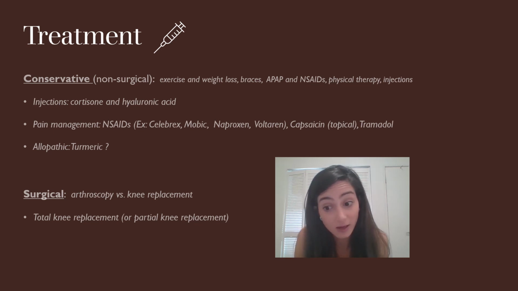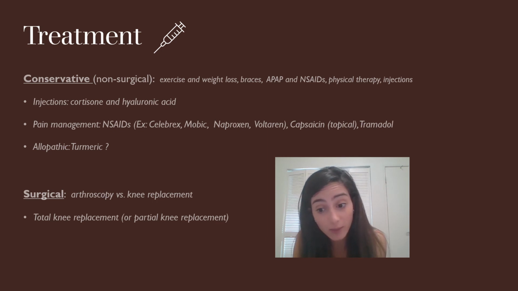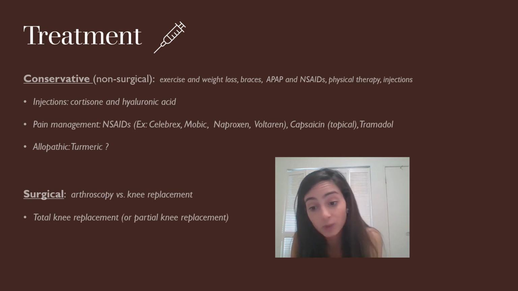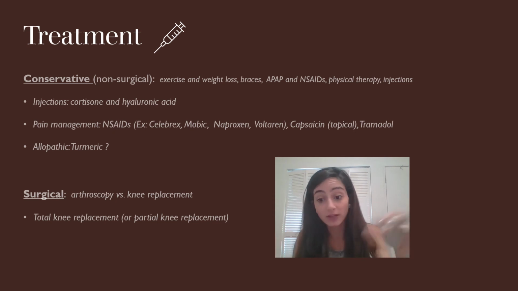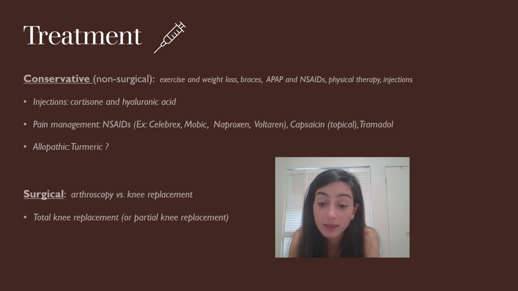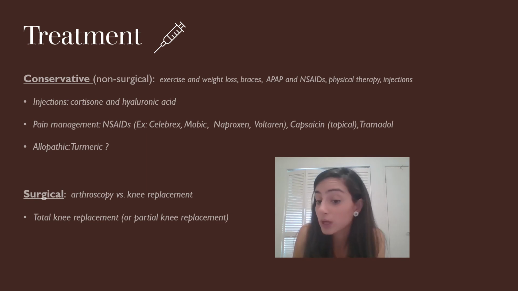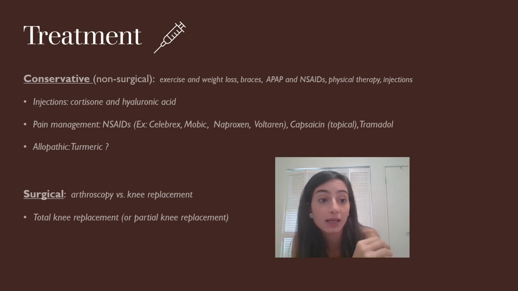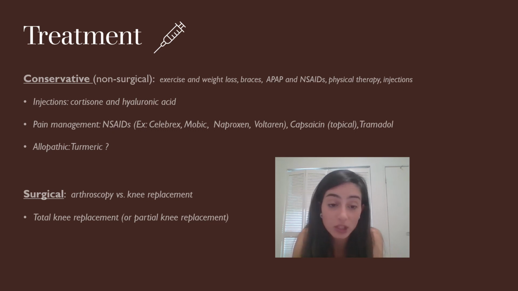So braces are another option. What we prescribe are medial or lateral unloader braces, and what those are is exactly what they sound like. They actually take the pressure off the medial or lateral compartment. So those are another option for patients with arthritis. You can also try a patellofemoral brace, which has a hole for the kneecap, and that'll help the kneecap stay in an optimal position when you're flexing and extending the knee. So based on where the patient localizes the pain, you can prescribe one of those braces.